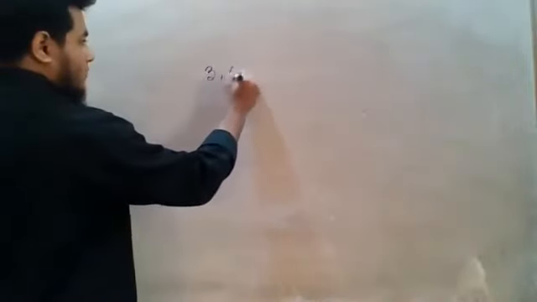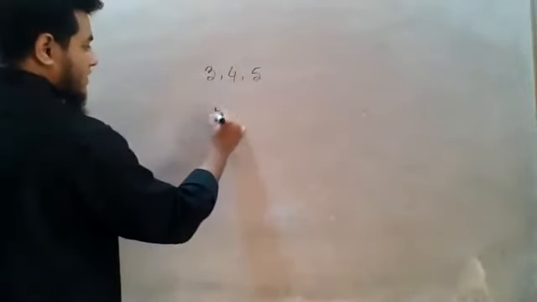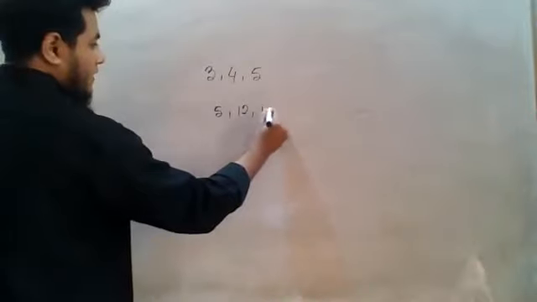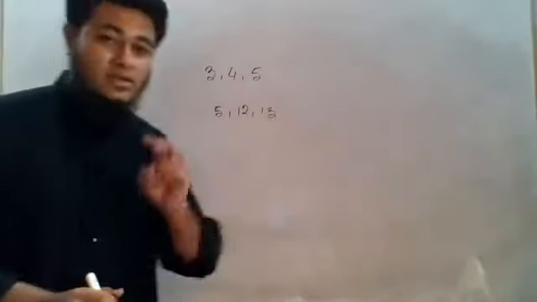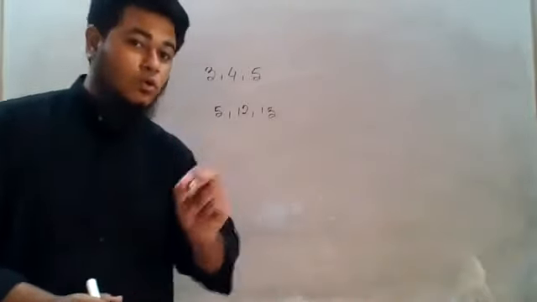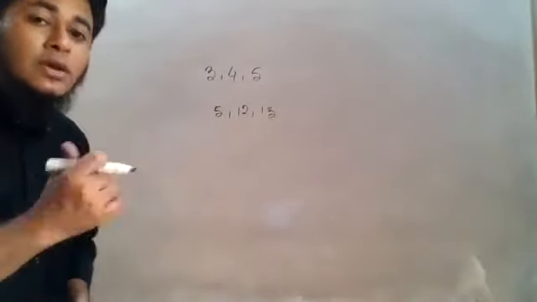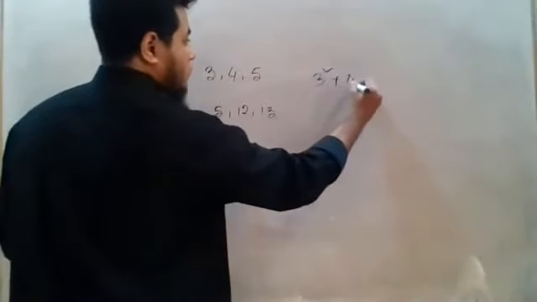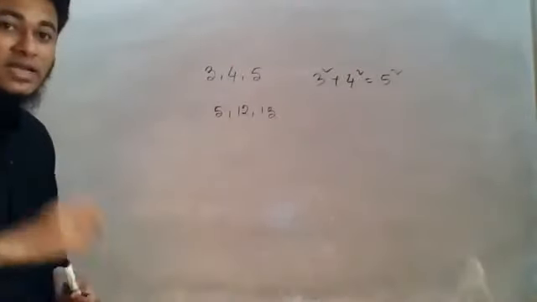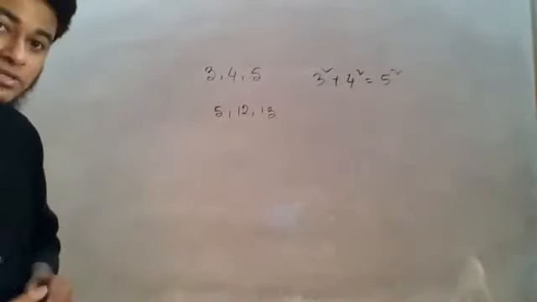Remember all these triples: 3, 4, 5, then 5, 12, 13. These two are seen the most. Whenever you see 3, 4, 5 as the three side measurements of a triangle, note that that is a right angle triangle. Why is that a right angle triangle? Because the square of two sides is equal to the square of the third side. That is the characteristic of a right angle triangle according to Pythagoras theorem.